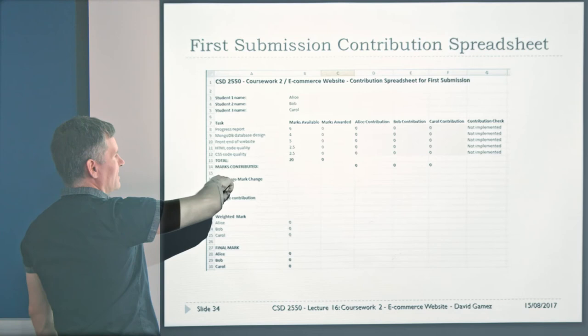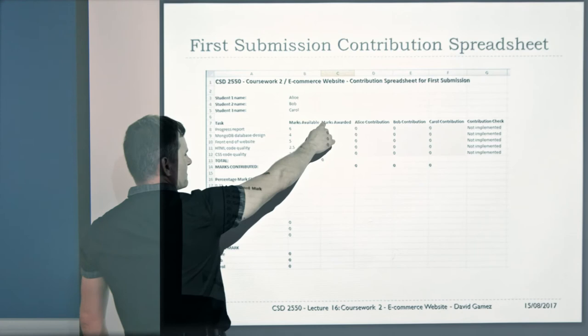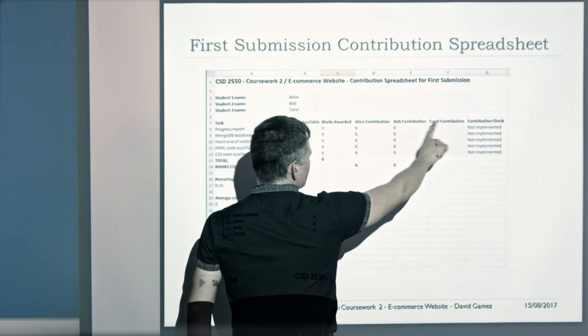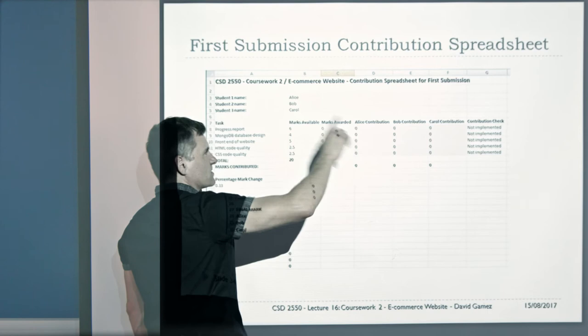And these are the marks that are available for each of these features. Now, your lab teacher or module lead will mark your first submission and award you some marks for each of these features up to the maximum here. Now here, we have the contribution that each of the group members has made to this submission. And the numbers in each of these rows must add up to one, okay?